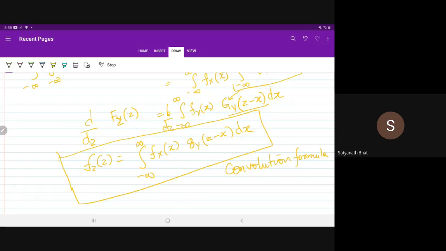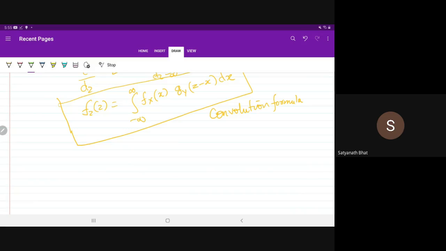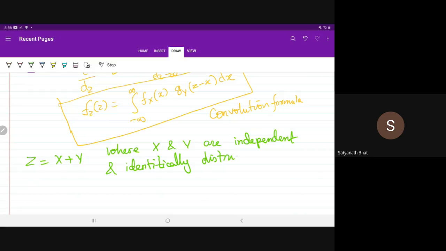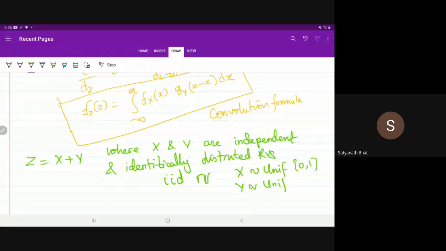So let's look at an example to make this more clear. So this is the formula. So if you have to find the density, you have to use this formula. Okay. So let us take z, which is equal to x plus y, where x and y are independent, okay, and identically distributed random variables. Okay, so these are called IID random variables. Okay, and x is uniform 0 to 1 and y is uniform 0 to 1.